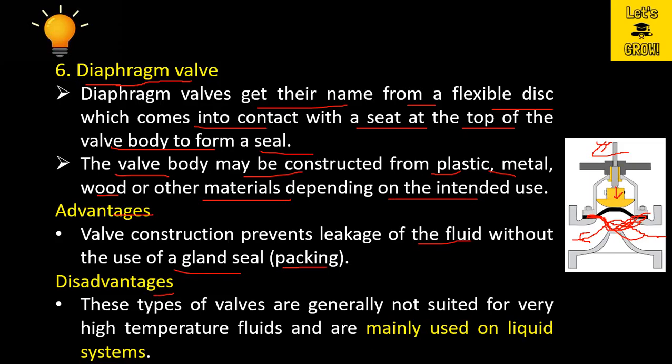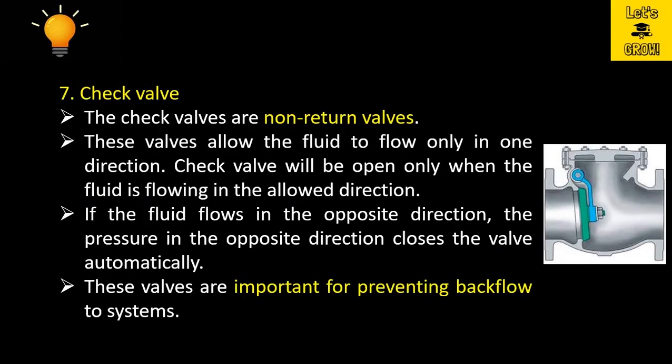And the disadvantages are that these types of valves are generally not suited for very high temperature fluids and are mainly used in liquid systems. In gas systems you cannot use this. It is useful for liquid only, and the diaphragm material may deteriorate if high temperature fluids are used. So it is basically used for normal temperature fluids, correct? So this is all about the diaphragm valve.